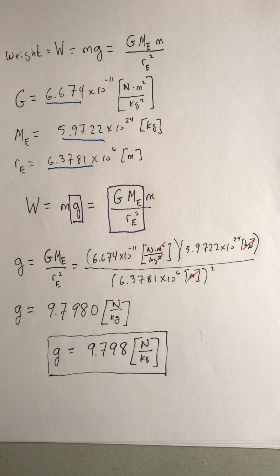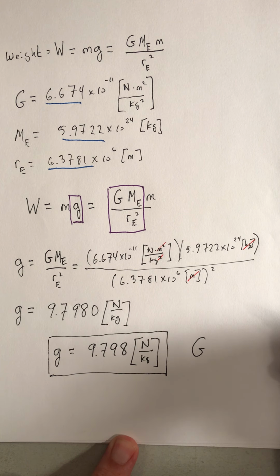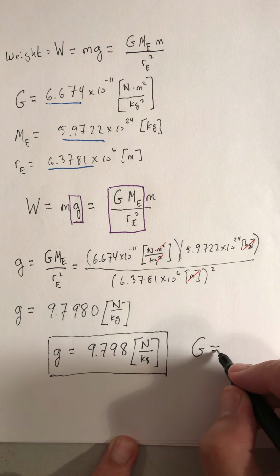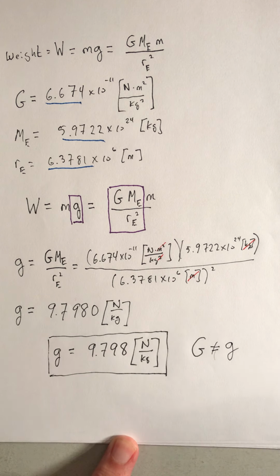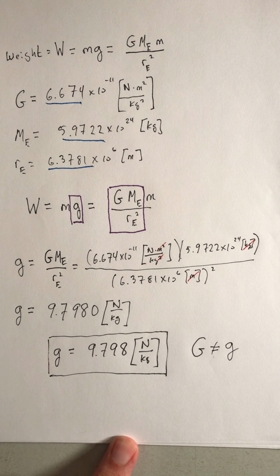So there you go. Big lesson out of this. Please never, ever, ever mistake universal constant of gravitation, capital G, for little g, where little g is the local acceleration due to gravity. Okay. Capitalization matters. Don't make that mistake.